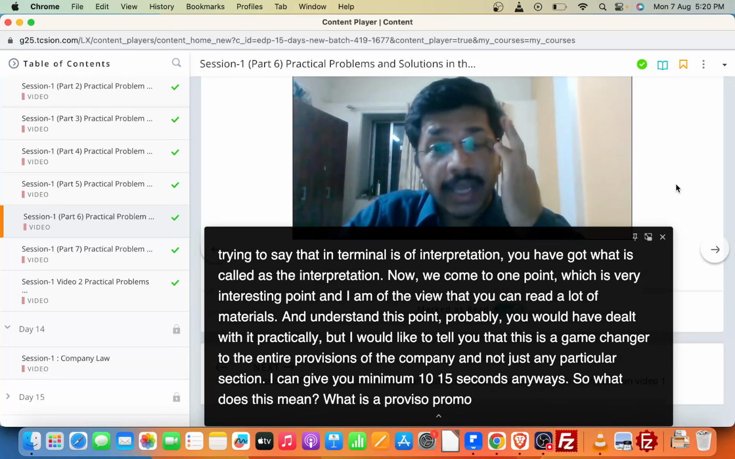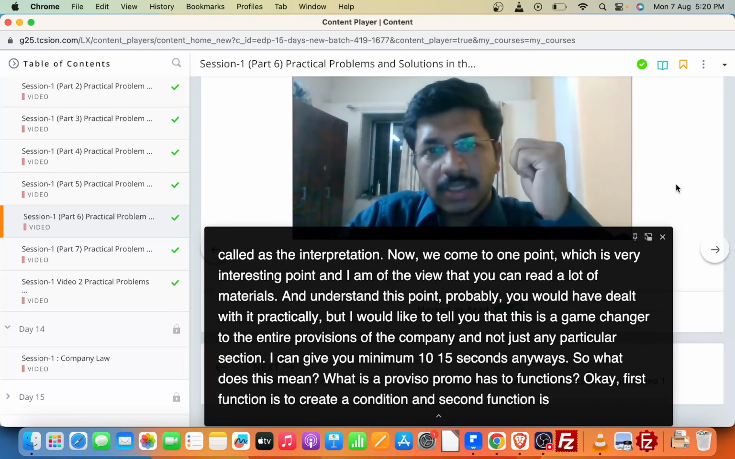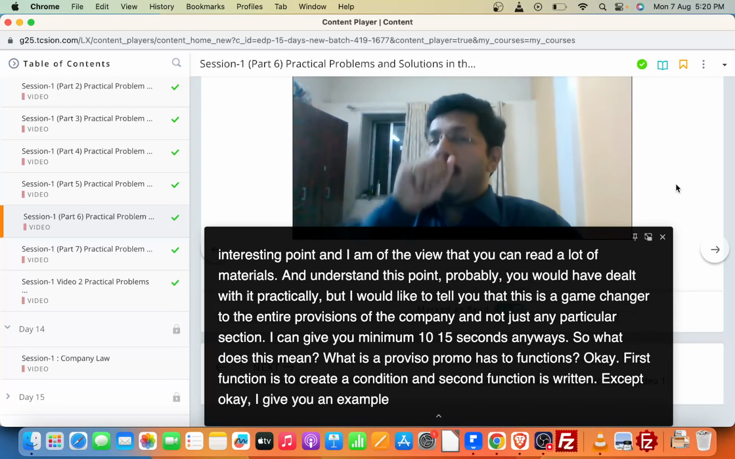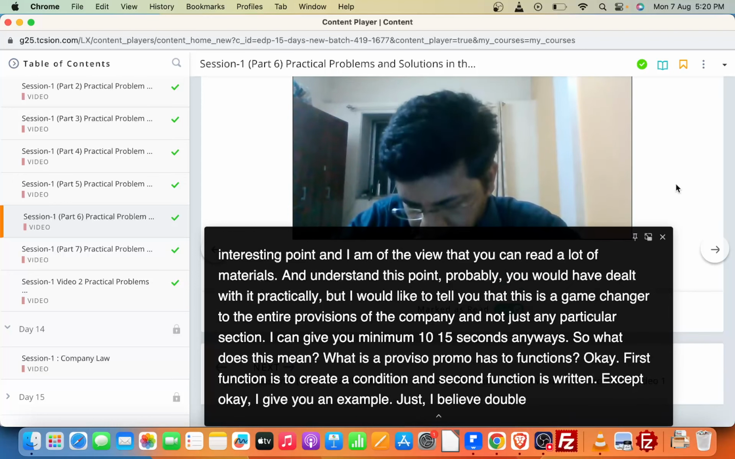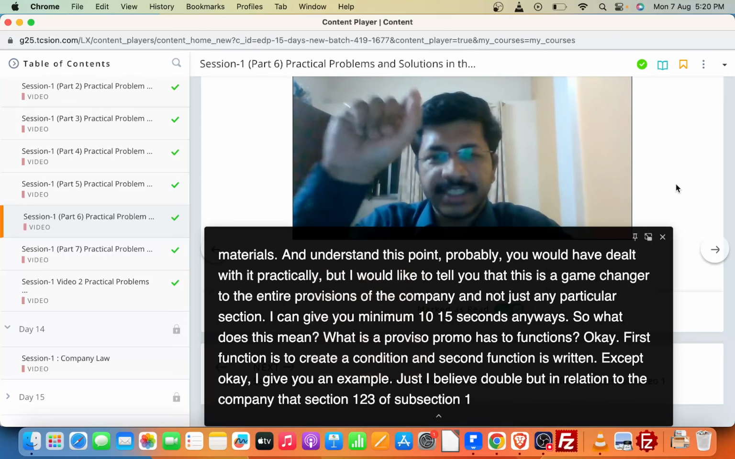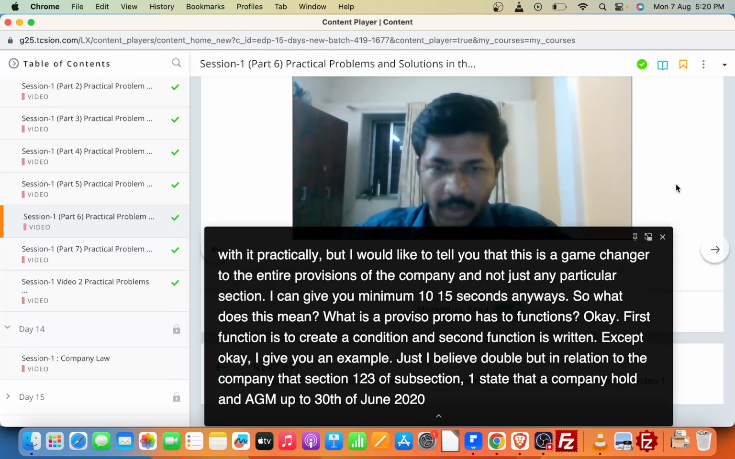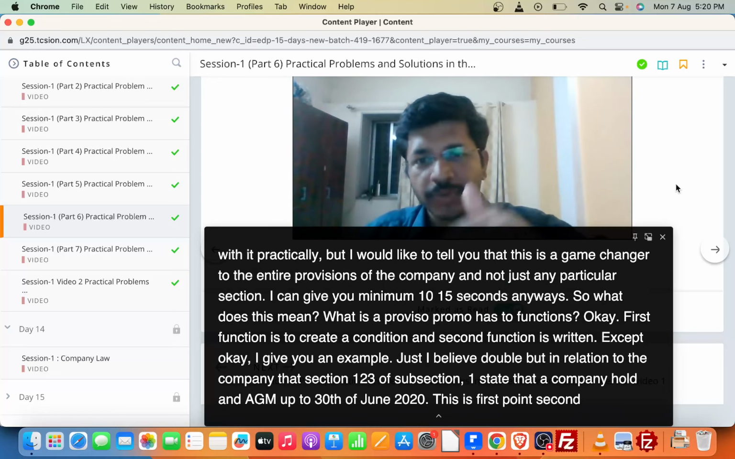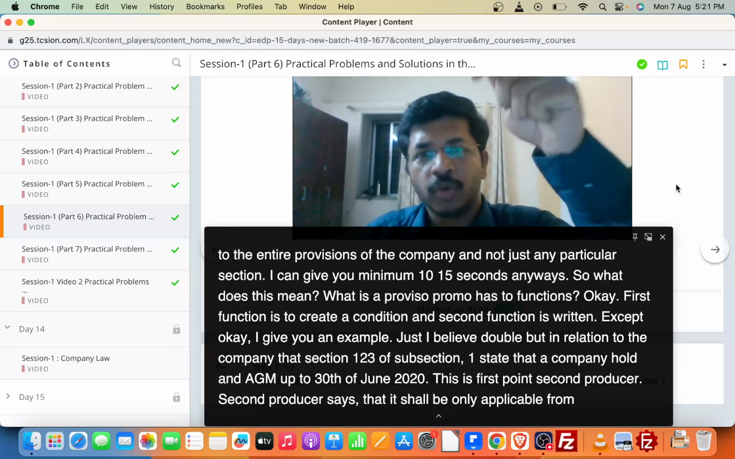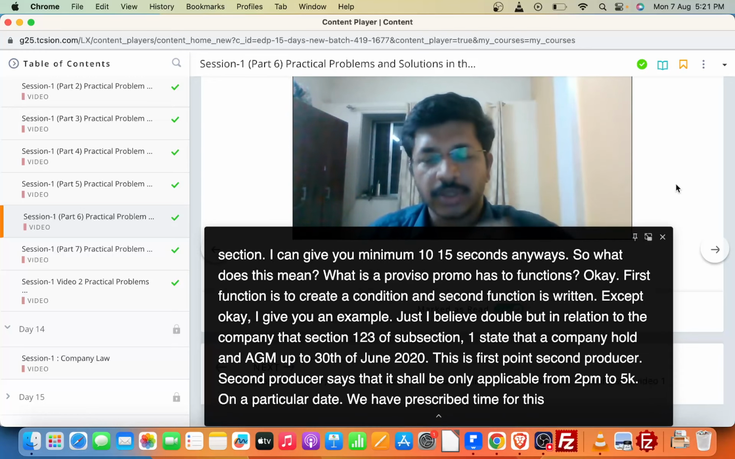What is a proviso? A proviso has two functions. The first function is to create a condition, and the second function is to create an exception. I'll give you an example. A hypothetical example, but in relation to the Companies Act. Section 123 subsection 1 states that a company shall hold an AGM up to 30th of June 2020. This is the first point. Second proviso says that it shall be only applicable from 2 p.m. to 5 p.m. on a particular date. They have prescribed a time for this particular meeting.